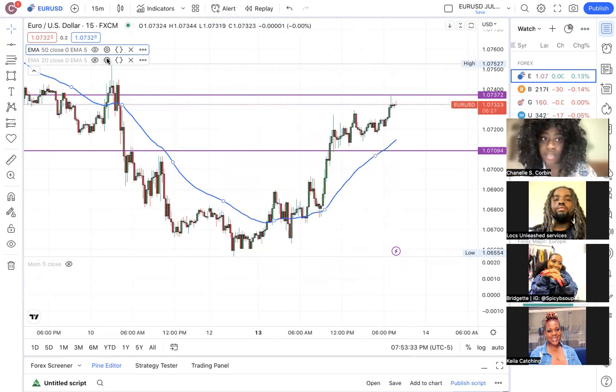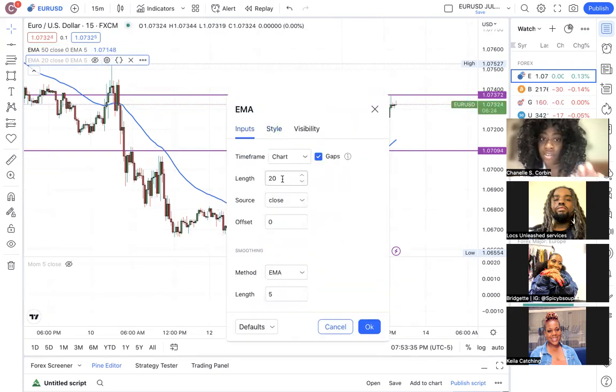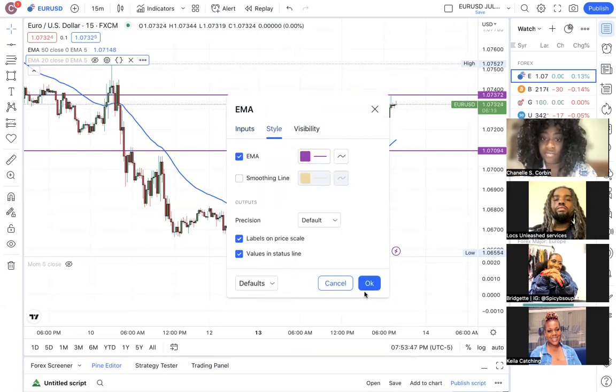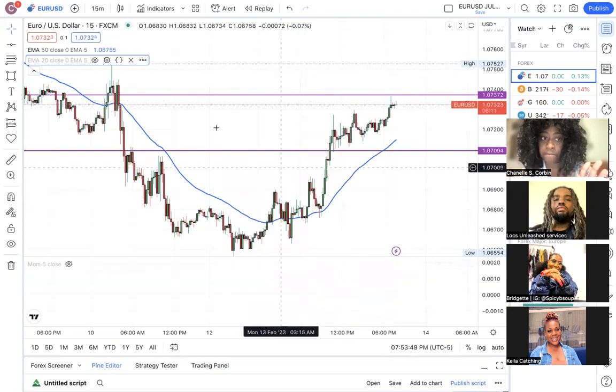And you just want to do the same thing twice, but this time you can either use the 200 EMA or the 20, whatever. Just put a second EMA up there, but I'm using 20. So we're going to use the 20 to 50, change it to EMA, change the style, and click OK.